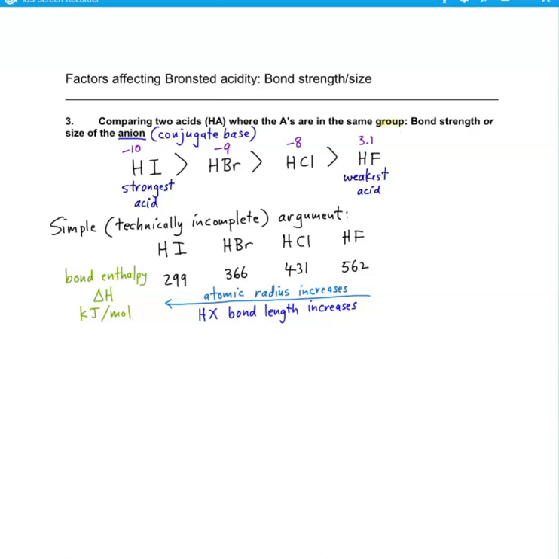And so what this is telling us is that the HI bond, which has the smallest bond enthalpy, is the weakest HX bond in this set. Remember, X means halogen. And so it's most easily broken. It requires the smallest amount of energy to break. Thus, HI is the strongest acid in the set, because if that bond is most easily broken, that means its proton is most easily released to a base.